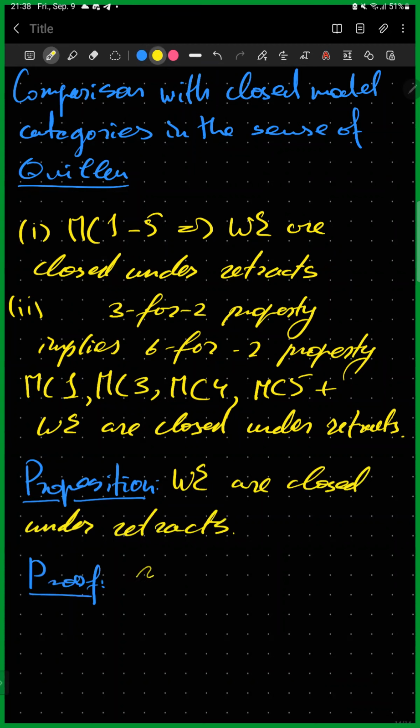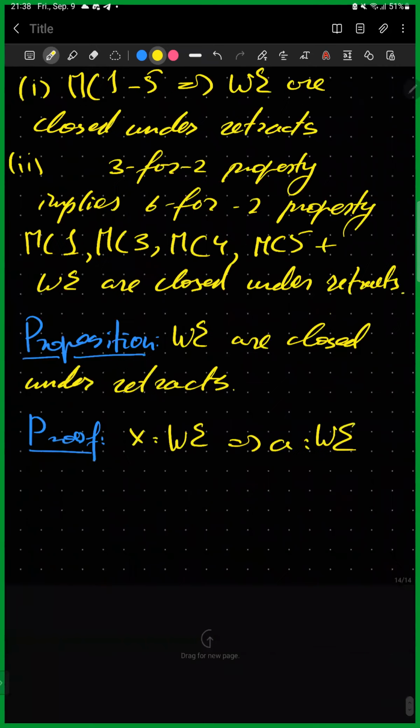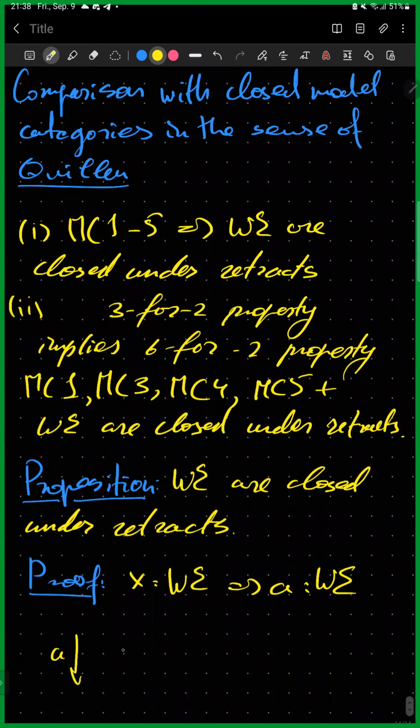So we want to show that if X is a weak equivalence and A is a retract of X, then A is also a weak equivalence. In particular, we have the following diagram.